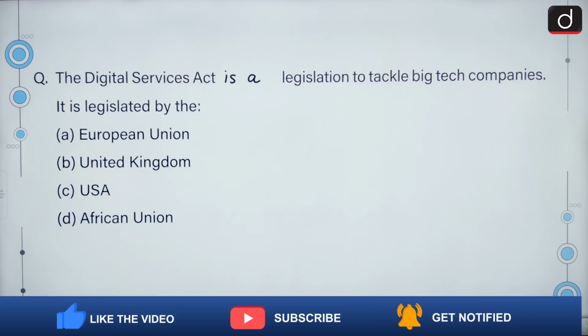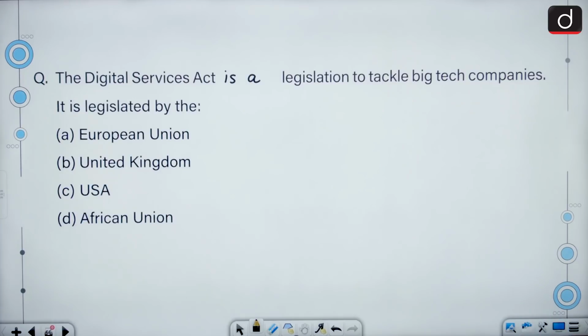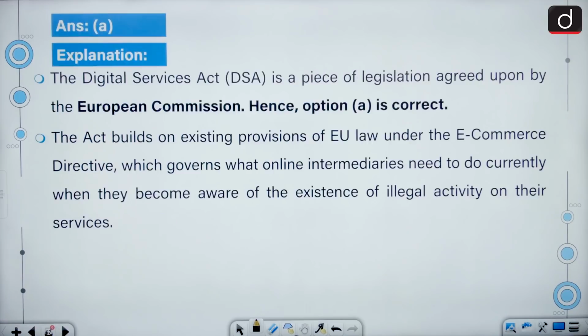The Digital Services Act is a legislation to tackle big tech companies. It is legislated by the European Union is the correct answer. The DSA is a piece of legislation agreed upon by the European Commission. The Act builds on existing provisions of European Union law under the e-commerce directive, governing what online intermediaries need to do currently when they become aware of the existence of illegal activity on their services.